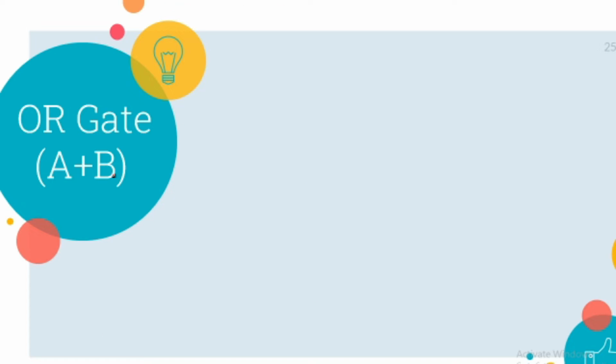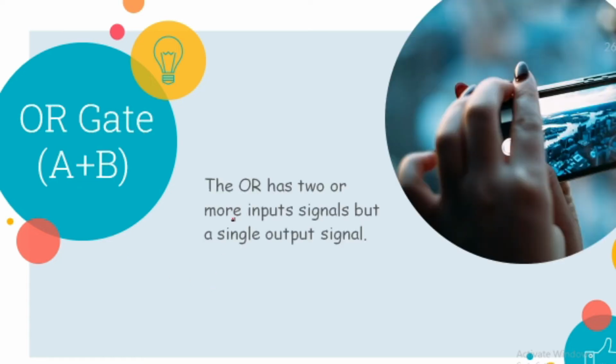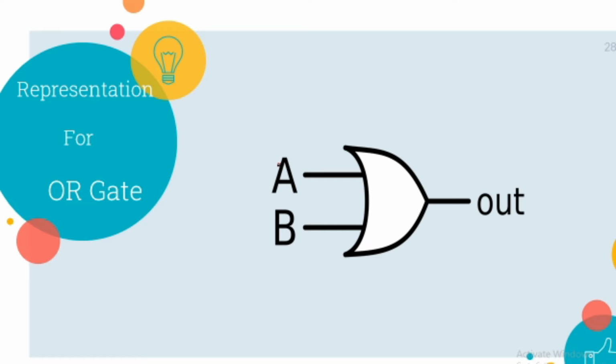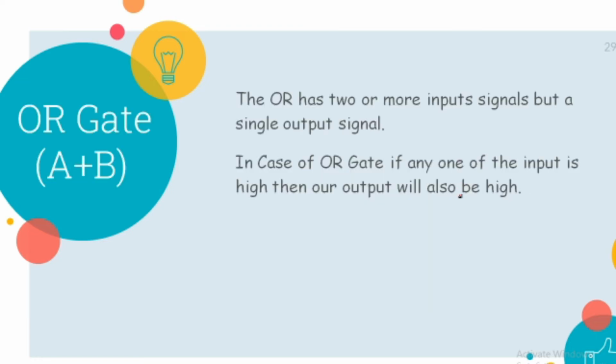Now let's discuss the OR gate. The OR gate is basically the union of our inputs, which is represented by the plus symbol. An OR gate has two or more input signals but gives a single output signal. Here is its logic diagram. This is the representation for the OR gate. Here A and B are the inputs and O is its output. In the case of an OR gate, if any one of the inputs is high, then our output will also be high.